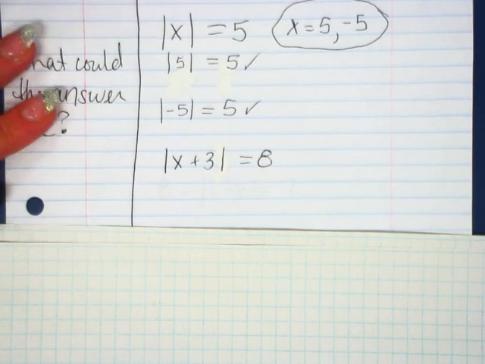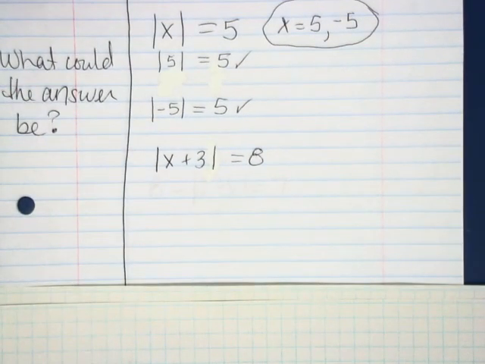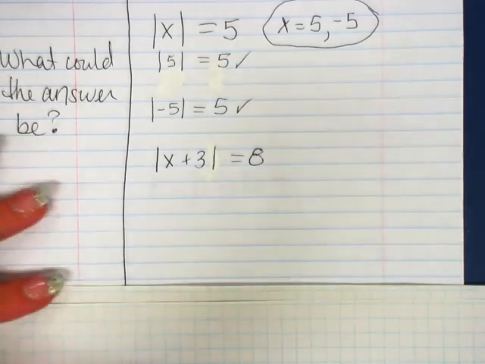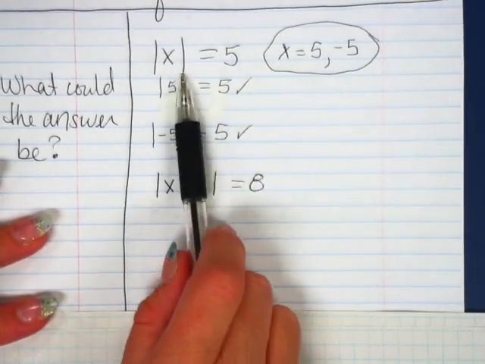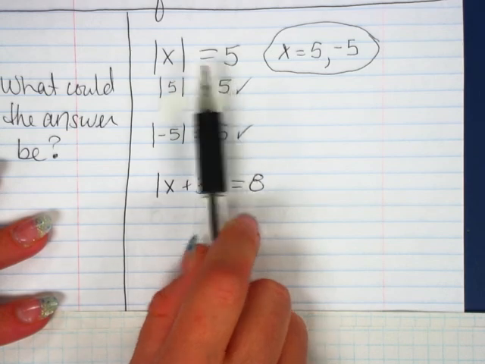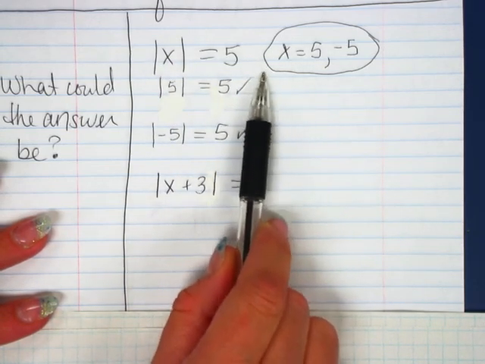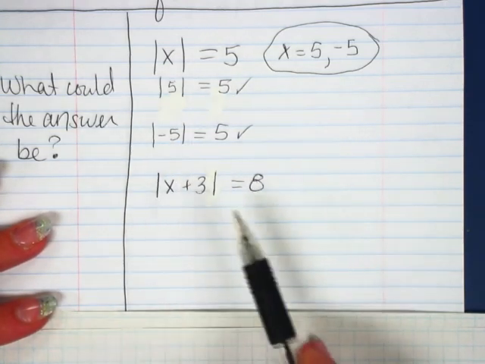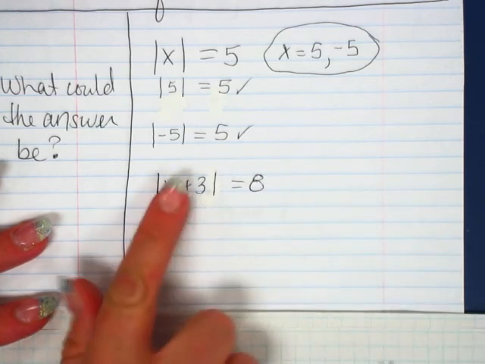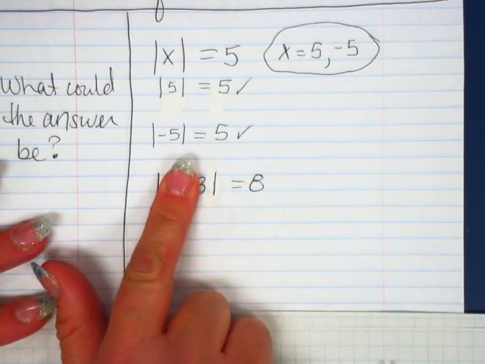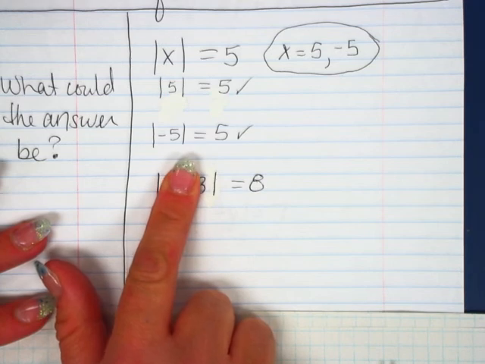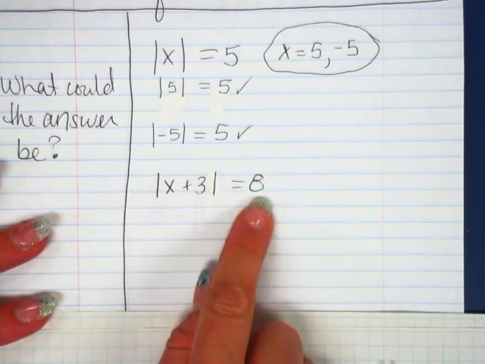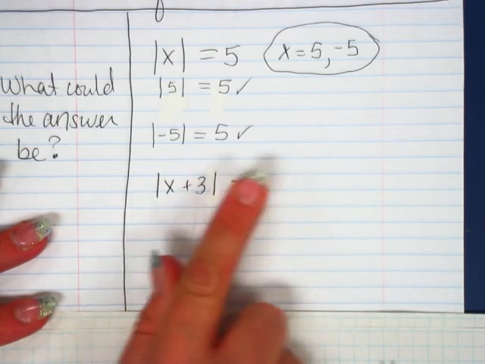Let's look at this one though. If I'm looking for the absolute value of x plus 3 and I want it to equal 8, what I want to think about is, over in the problem that we just did, we wanted x to be 5. So we said, how could x be 5? X could be 5 here if I used 5 or negative 5. In order for this to equal 8, what's inside this absolute value has to be 8, or it could be negative 8. So if I could get an 8 in here, I get the answer of 8. If I could get a negative 8 in here, I get an answer of 8.